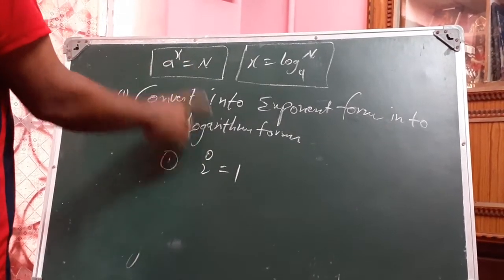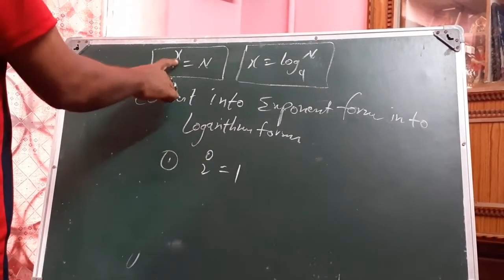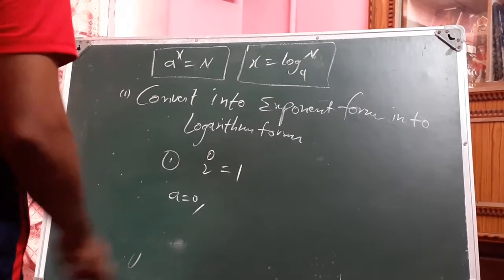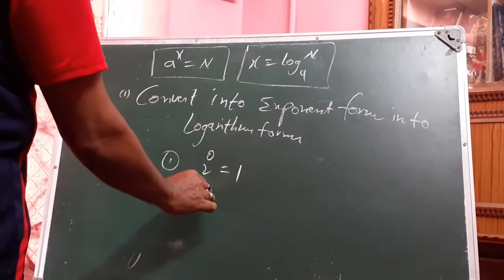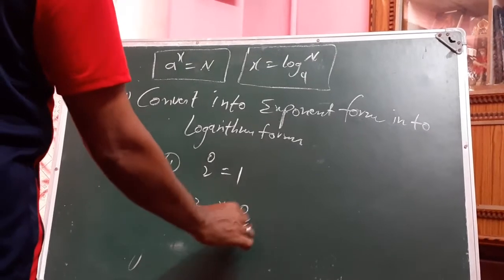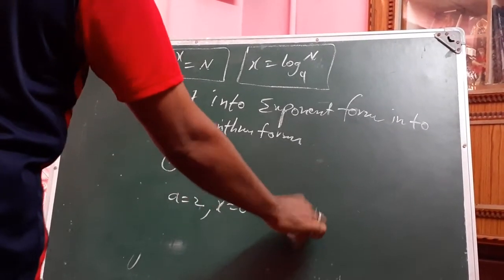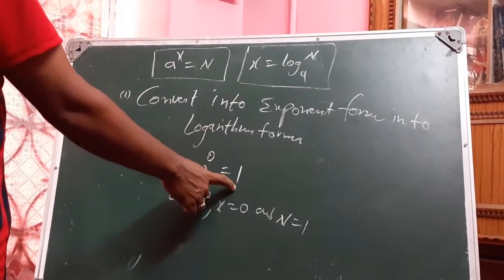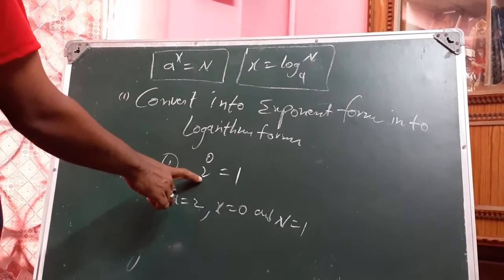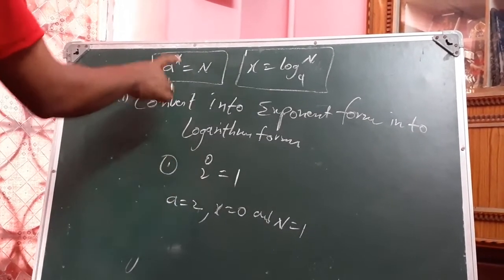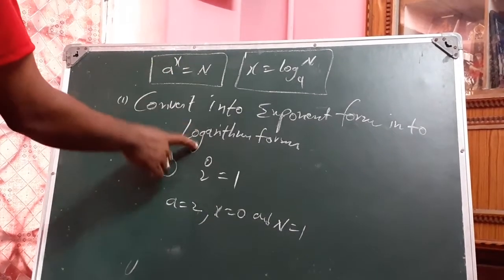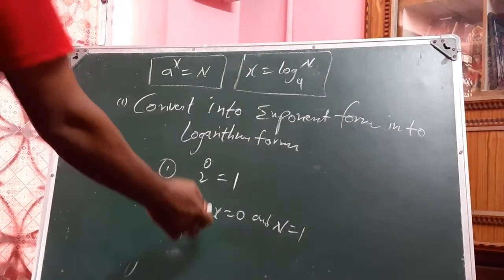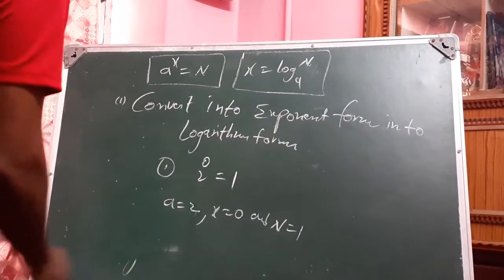Now compare this formula. a value 2, x value 0, n value 1. Observe this formula, a power x is equal to n. Take 2 power 0 is equal to 1. Here base a equal to 2, exponent x is equal to 0, n equal to 1. Substitute these values in this formula. That is the logarithmic form.